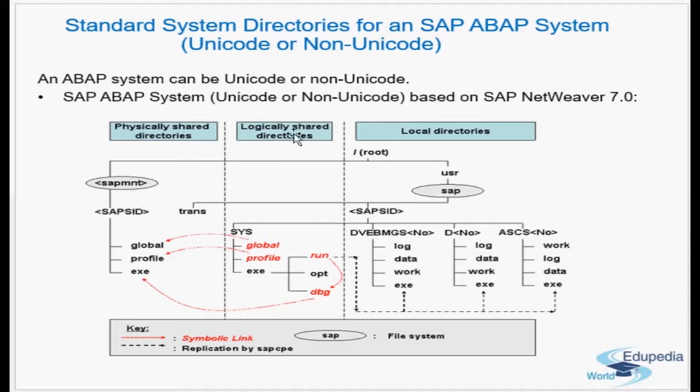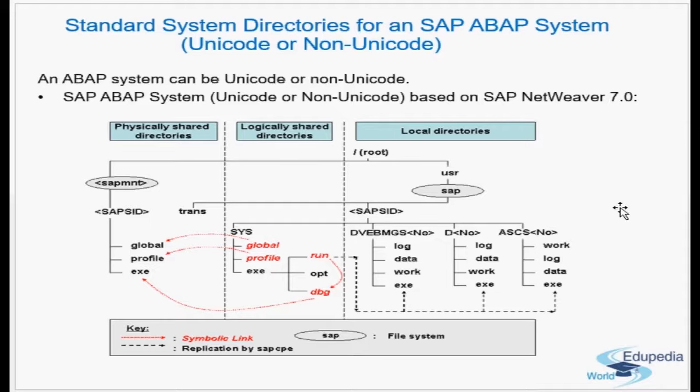So don't worry much about this convention. The more important thing is that we need to know what directories are present. In USR SAP SID, for each instance we have different directories. Similarly for the central services one, you have four major subdirectories: log, data, work and exe. In sys, we have global, profile, exe. Similarly in SAP MNT SID, we have global, profile, exe, and this is shared by a symbolic link.